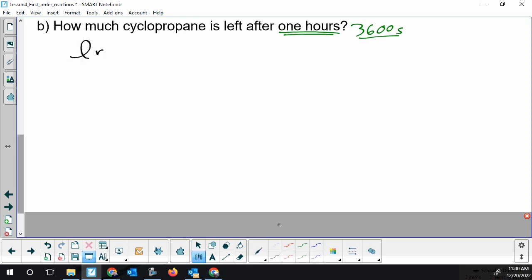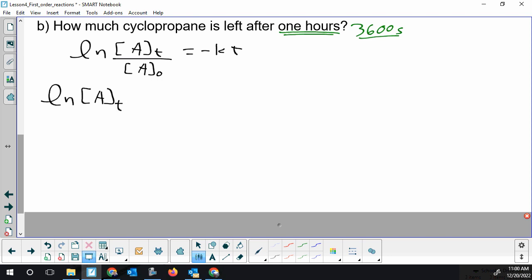We have the natural log of concentration at some time divided by the beginning concentration. We're going to have to split this ratio up because we're solving for one of those two pieces. It equals minus kt. I'm going to split and fill in. So the natural log of the concentration at some time, that's really what we're after, minus the natural log of the concentration at the beginning, 0.145.